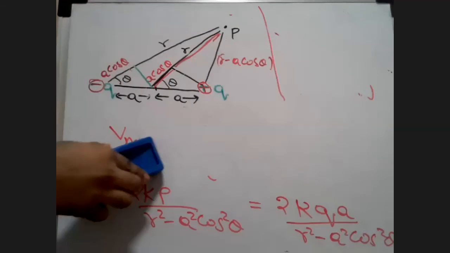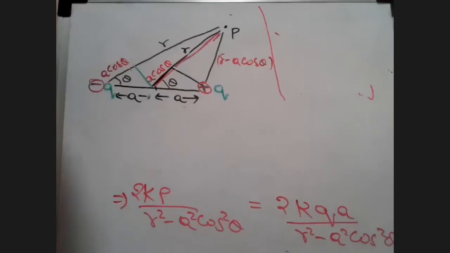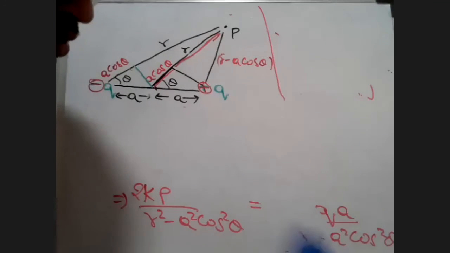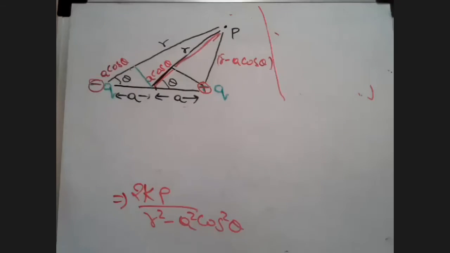How many minutes do we have? We have 2 minutes, and thankfully we have almost solved it. Just for your information, P was Q into 2A. Anyways, we got 2 Kp upon R square minus A square cos square theta.